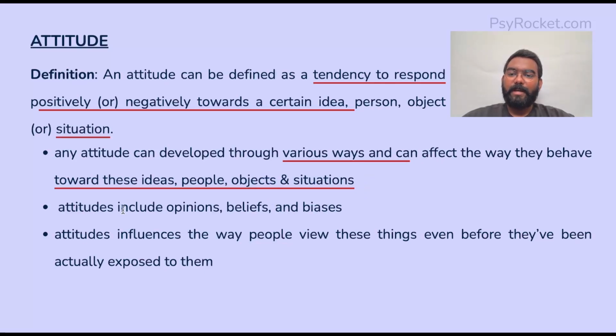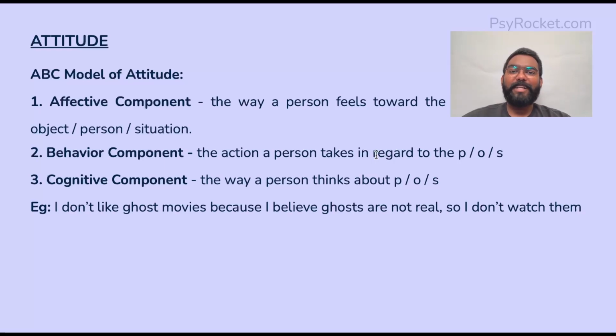Attitudes include opinions, beliefs, and biases, and they influence the way people view these things even before they have actually been exposed to them. Alright, what does an attitude consist of? The ABC model of attitude suggests that attitude consists of an affective component, a behavior component, and a cognitive component.